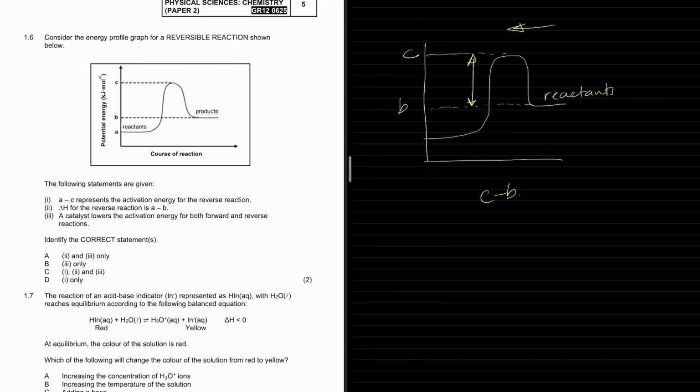Point 2, delta H for the reverse reaction is A minus B. So remember, if that's my reverse reaction, delta H is products minus reactants. So it's going to be A minus B. So point number 2 is correct. Point number 3, a catalyst lowers the activation energy for both forward and reverse. That is correct as well. So only 2 and 3 are correct. So the answer there is A.